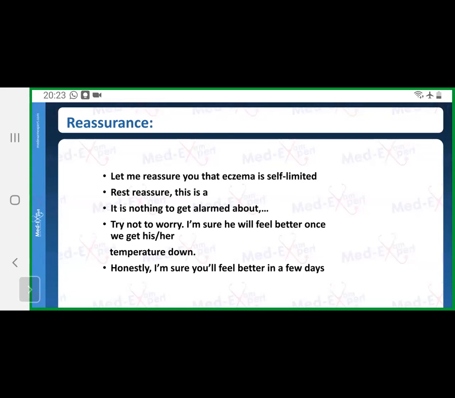You can also say, try not to worry. I'm sure that you will be better once we get this done or you recover. These are a few examples for reassurance, such as, honestly, I'm sure that you will feel better in a few days. Where can you use this sentence? For example, if the patient says, I have been suffering from osteoarthritis for 1 year and you are giving me medicines, when will I recover, then you can say, honestly, I'm sure that you will feel better in a few days.